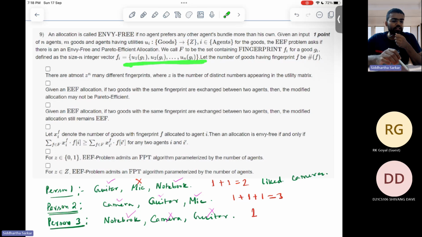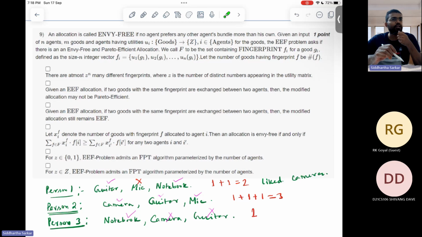In this n-sized vector, you have ones in the positions where this item is liked by the corresponding agent, and the rest of the entries are 0. That is the fingerprint corresponding to an item. So the ith item's fingerprint is f sub i. That we have seen already.